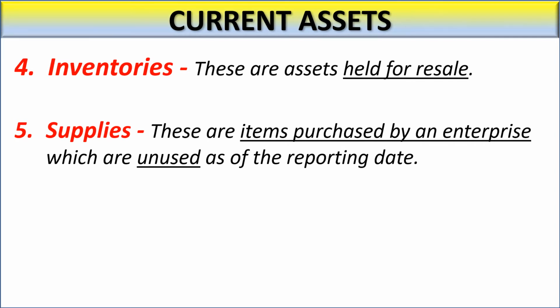Number 5, supplies. These are items purchased by an enterprise which are unused as of the reporting date. So supplies, ito yung mga items na binili ng company and after the reporting period or as of the reporting date, ito yung mga hindi nagamit, like office supplies like bond paper, ink. Let's say packaging supplies and any other supplies used by the company.